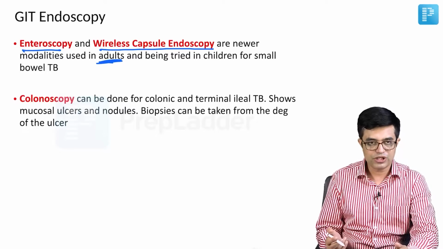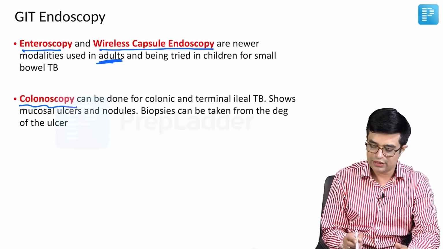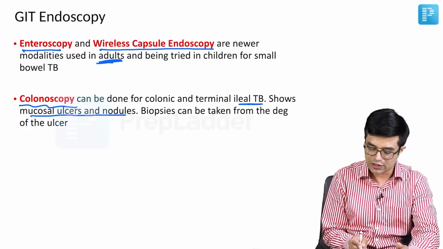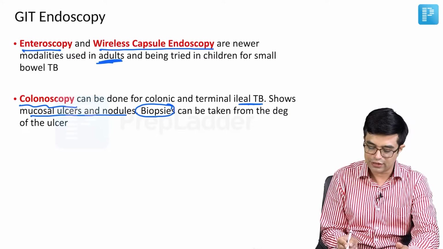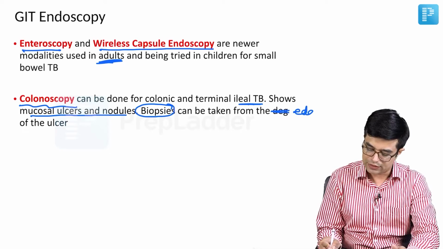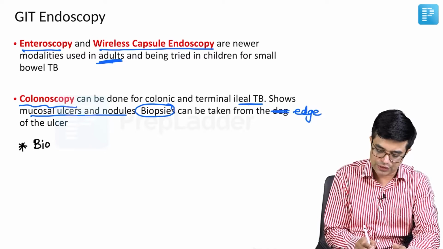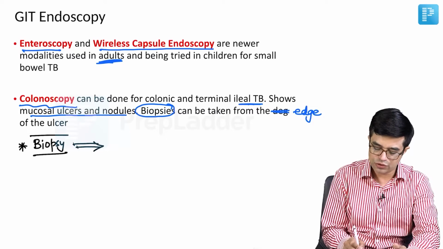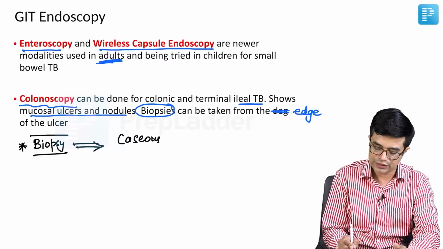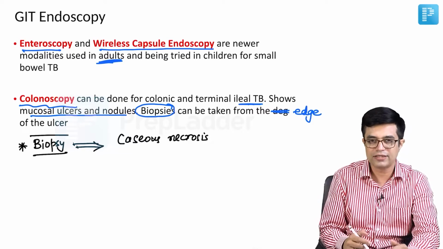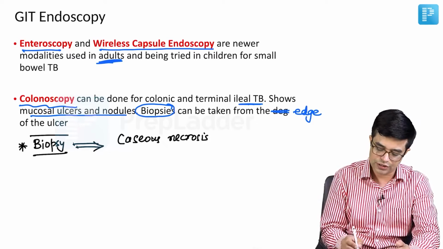For lower GI involvement, colonoscopy can be done. For colonic and terminal ileal tuberculosis, they will show mucosal ulcers and nodules, and biopsies can be taken from the edge of the ulcer. If you do a biopsy, what findings will you find? Biopsy will show caseous necrosis. It may or may not be present, but the usual finding in abdominal tuberculosis will be caseous necrosis.